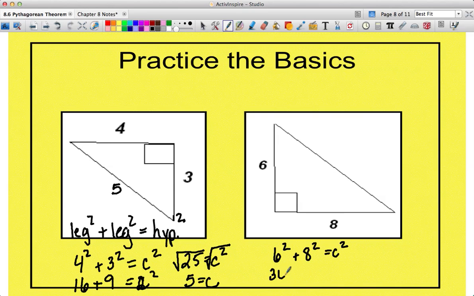So in this case, we have 36 plus 64 equals c squared. 36 plus 64 gives us 100 is equal to c squared. Again, we take the square root of both sides, and we're left with 10 is equal to c. So the length of the hypotenuse is 10 units.